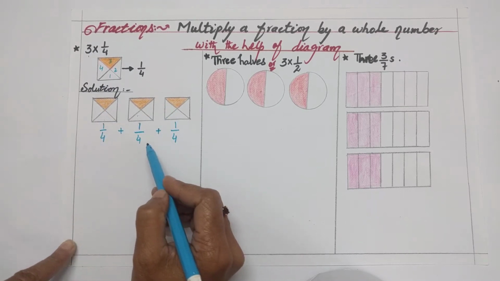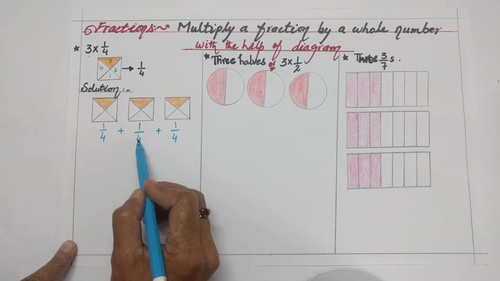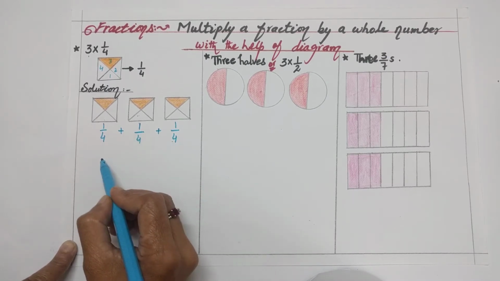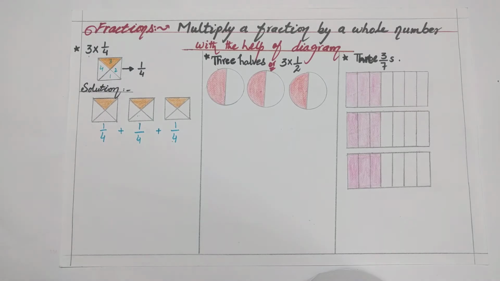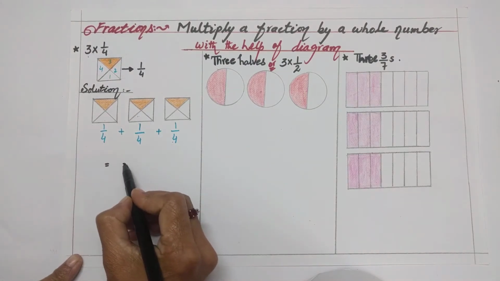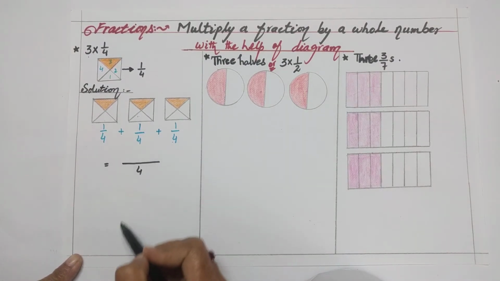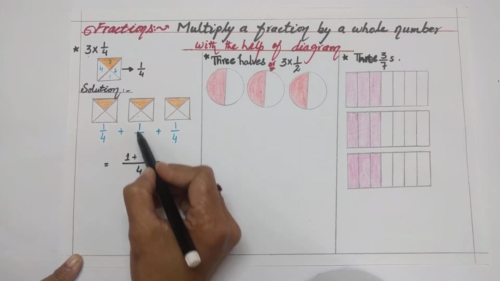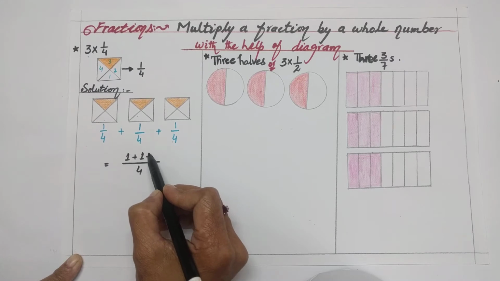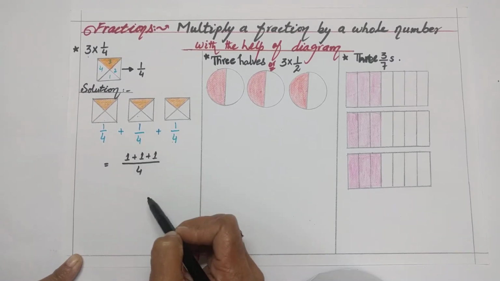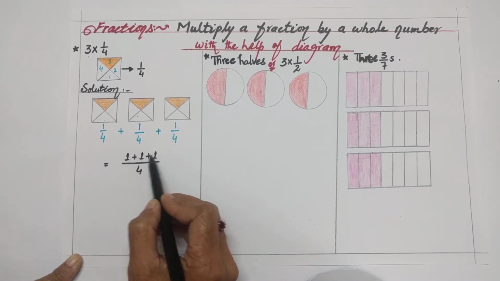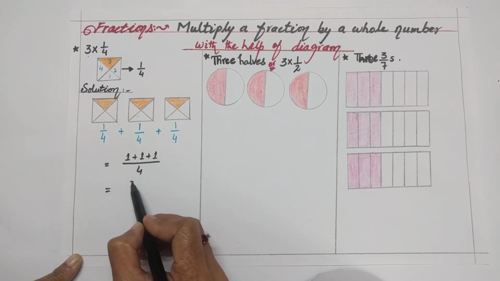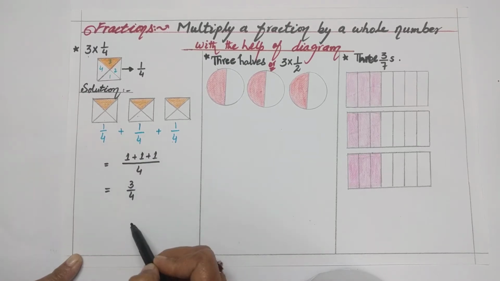When we add these fractions, as the denominator is the like denominator, it means we can directly add the numerators. How? Our common denominator is 4, the first numerator is 1, second numerator is 1, third numerator is 1. So 1 plus 1, 2, 2 plus 1, 3. So 3 by 4 is our answer.